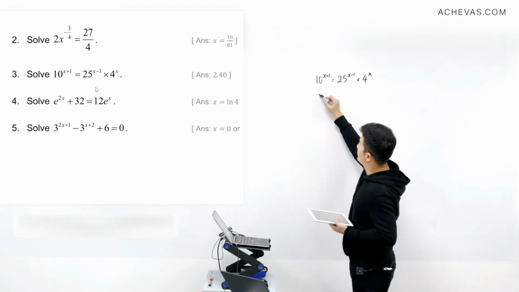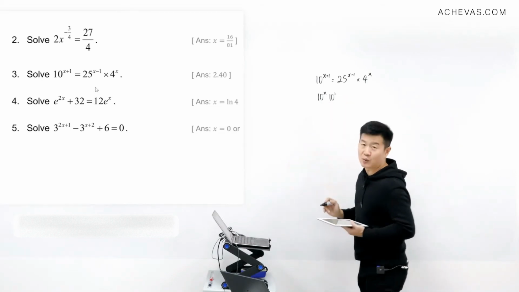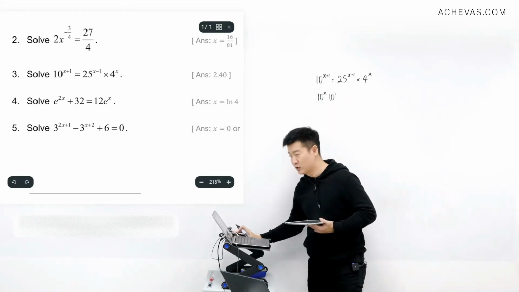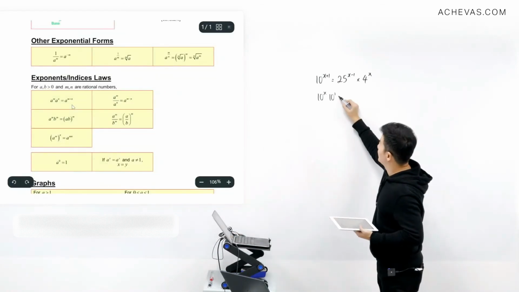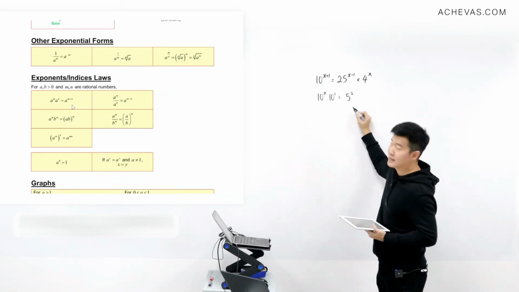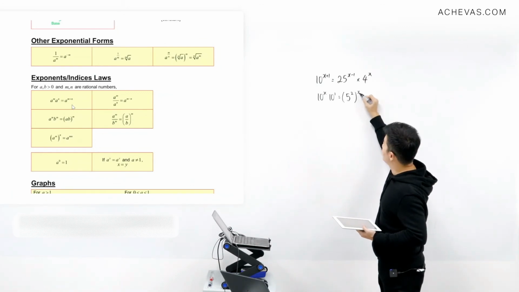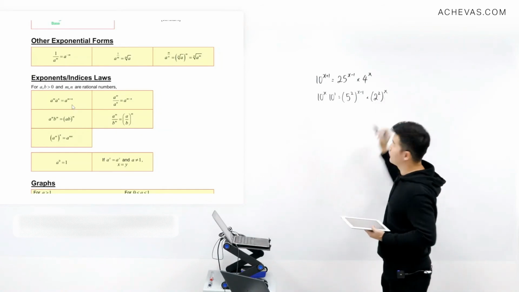So for this here, I'm going to rewrite it as 10 to the power of x multiplied by 10 to the power of 1. We are using the indices law that we have discussed. So I'm using specifically this. And as for this, I'm going to rewrite it as 5 squared into its exponential form. Then this to the power of x minus 1 times 4. I'm going to rewrite it as 2 squared. Then this to the power of x.